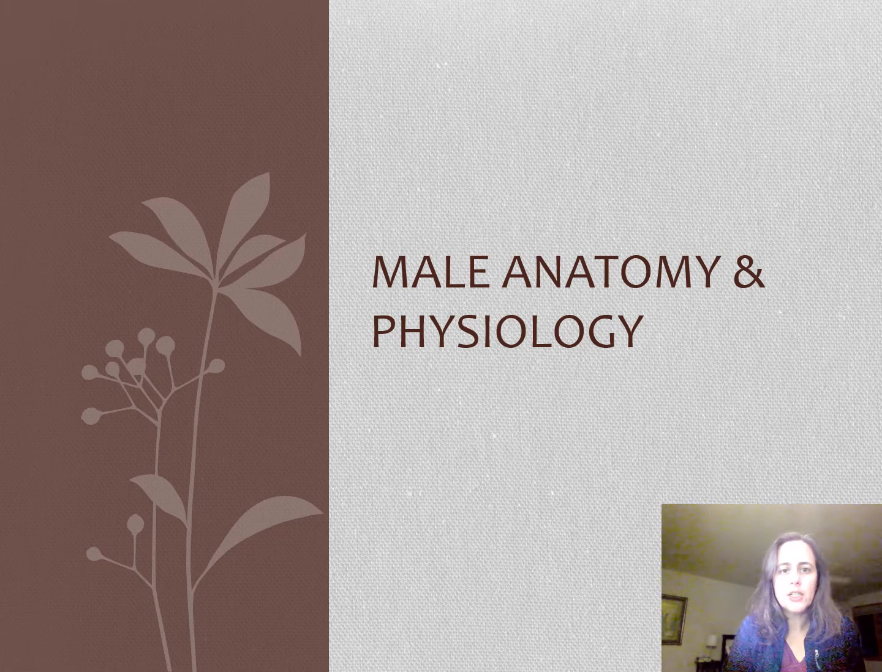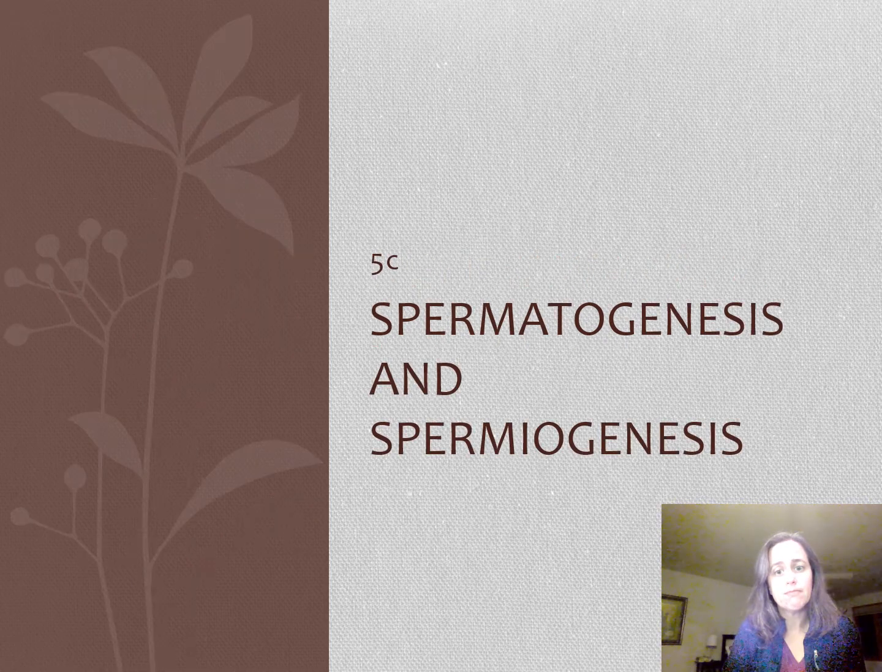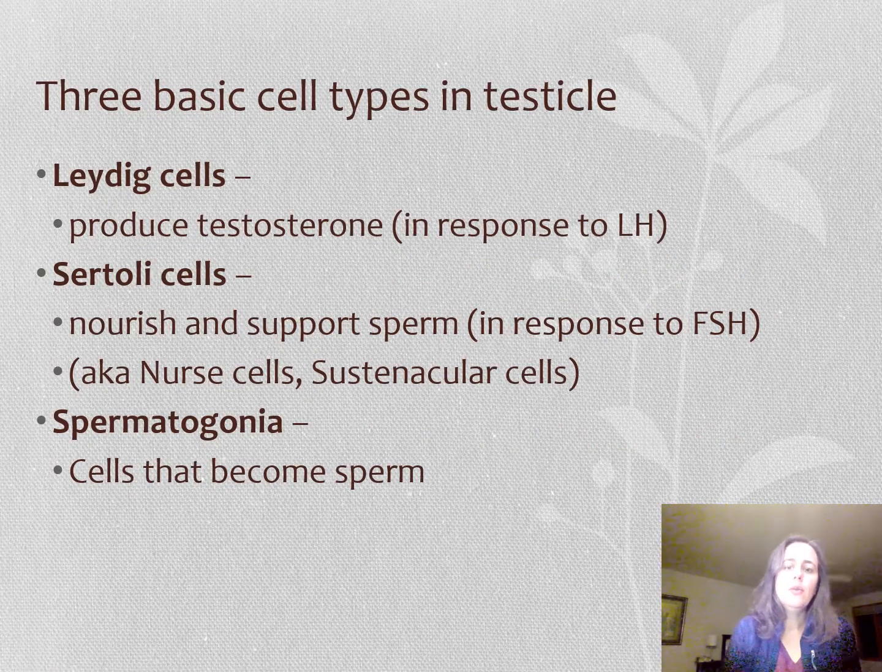All right, so our next section is spermatogenesis and spermiogenesis. So lecture 5C. So we have to remember there are 3 basic cell types in the testicle. We've already learned about 2 of them and a little bit about the third.